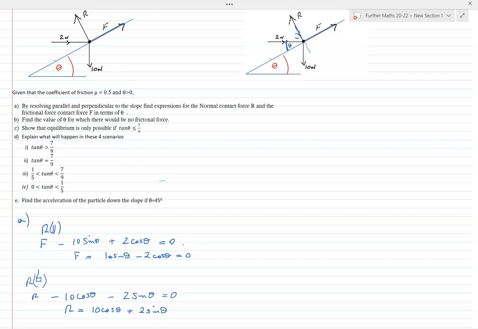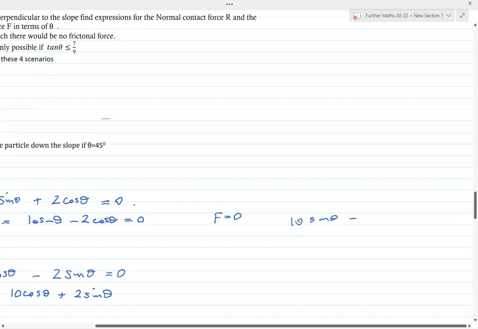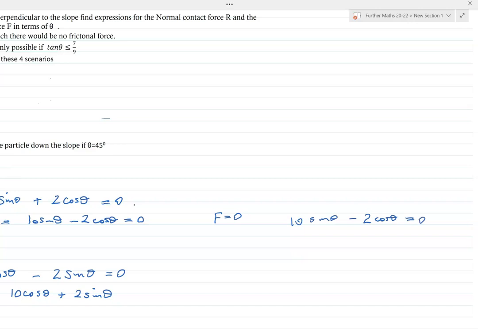But anyway, in terms of the mass, all we have to do is apply F equals 0 into our equation here. So that gives us 10 sine theta minus 2 cos theta equals 0. And then we can change over to 10 sine theta equals 2 cos theta. So that's going to give us sine theta over cos theta equals 2 over 10. So that gives us tan theta equals 1/5.